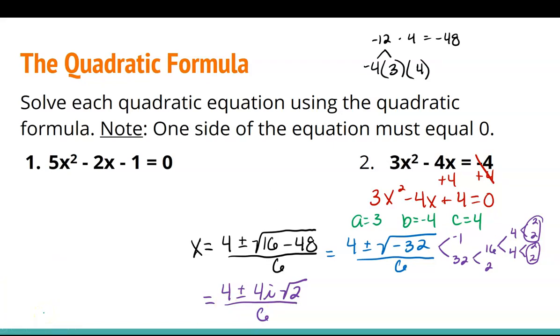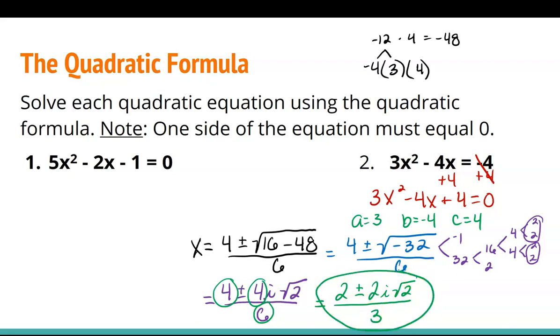And our very last step is just to make sure that we can't reduce this any further. When we're looking for what can be reduced, you're looking at the coefficients. You don't worry about the i, you do not worry about the radical. So looking at 4, 4, and 6, these can all be reduced by 2. So 4 divided by 2 is 2. 4 divided by 2 is another 2. The i and the square root of 2 stay the same. And 6 divided by 2 is 3. And this would be our final answer.